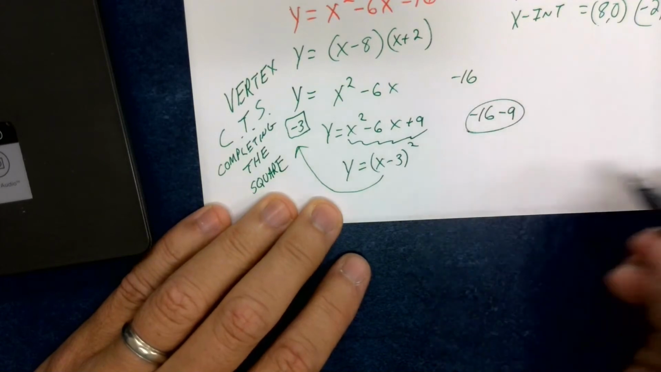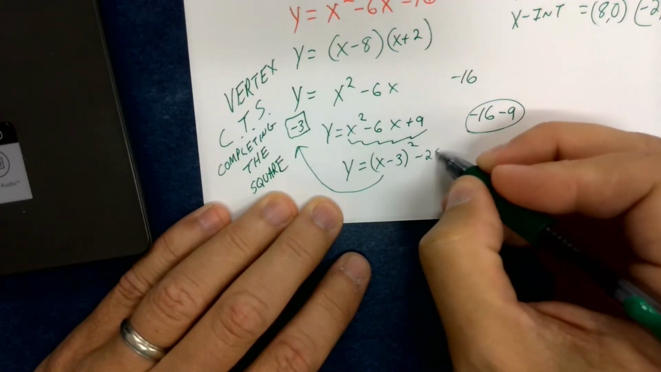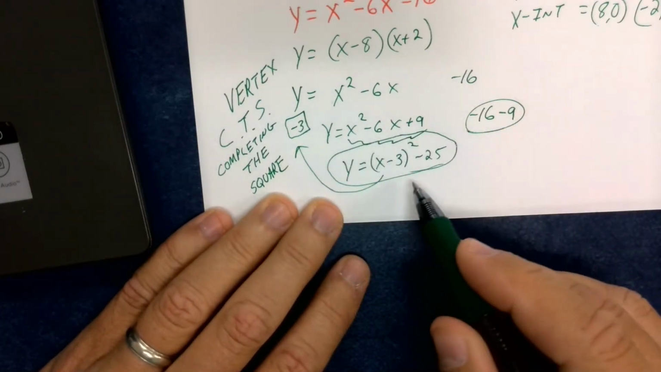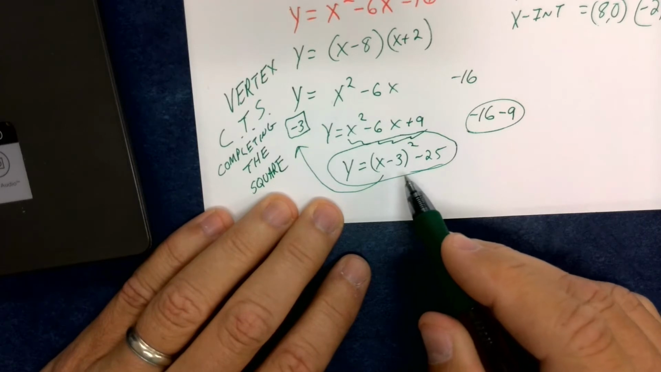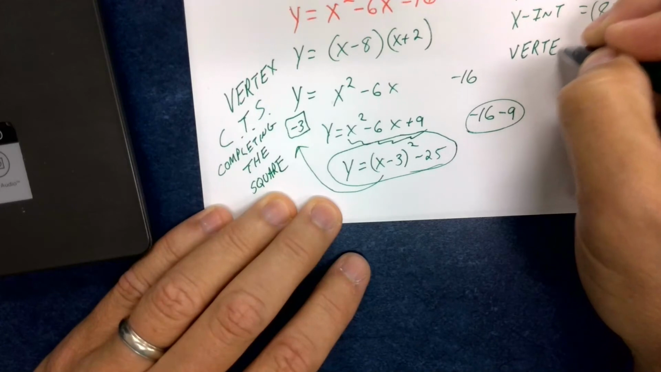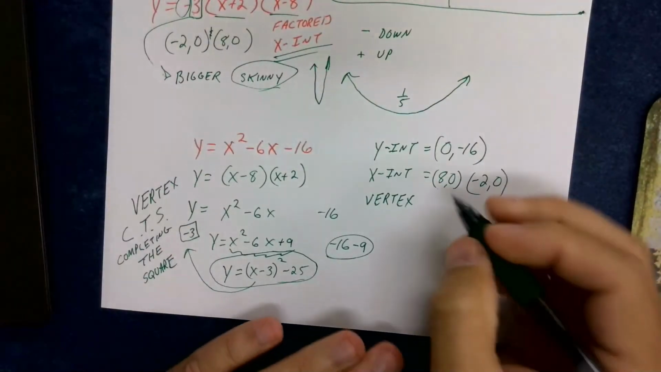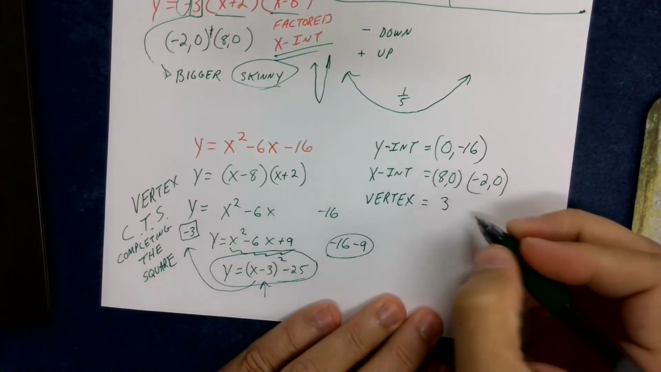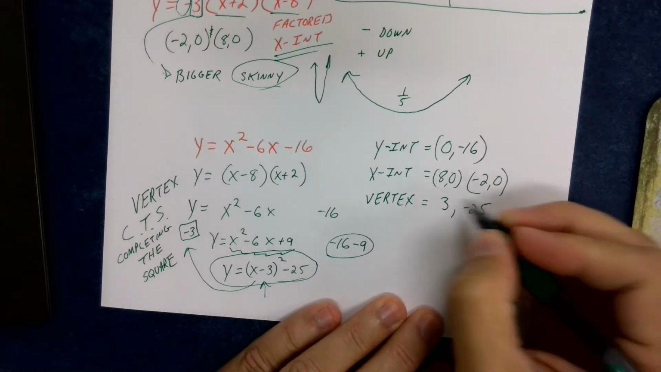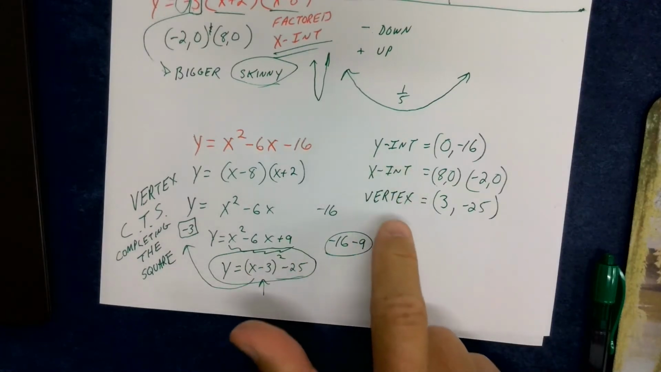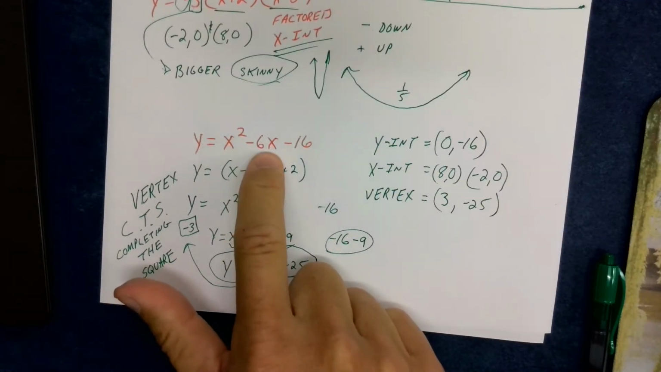So now I just have to look over here. I got a negative 16 and a negative 9. That's negative 25. And now, look at that. That's amazing, right? That is now in vertex form. And if that's vertex form, then my vertex, let's go back to those other ones so you can see them all, is the opposite of that one: 3, comma, negative 25. So now I found my y-intercept, my x-intercepts, and my vertex all from this problem.